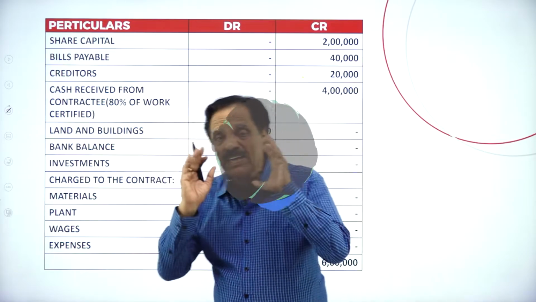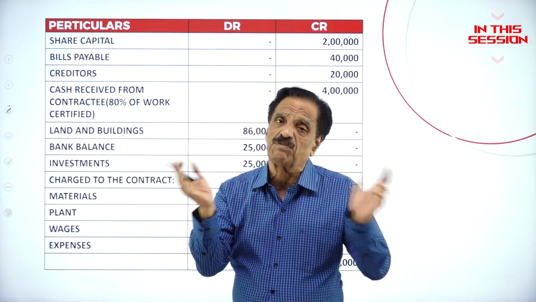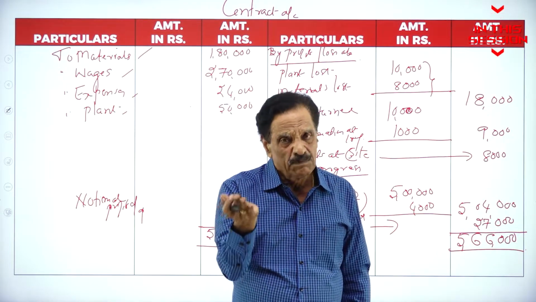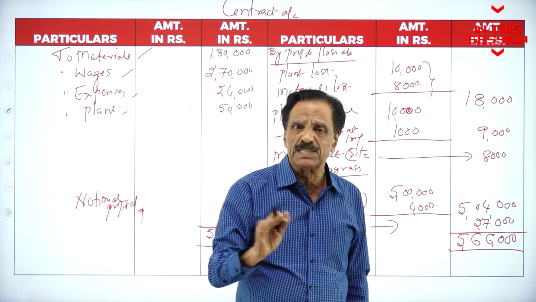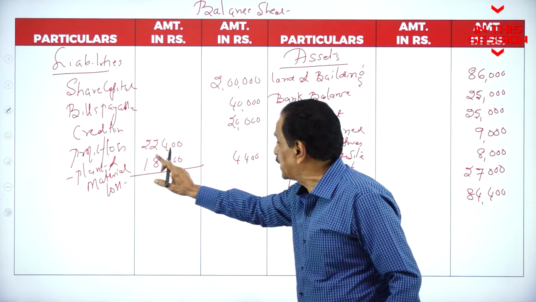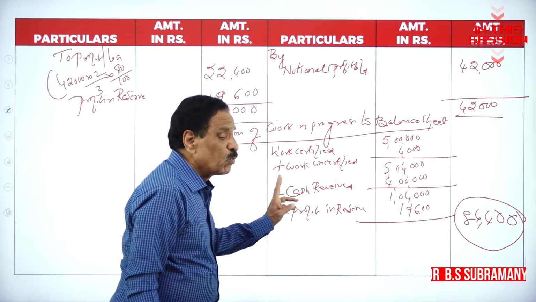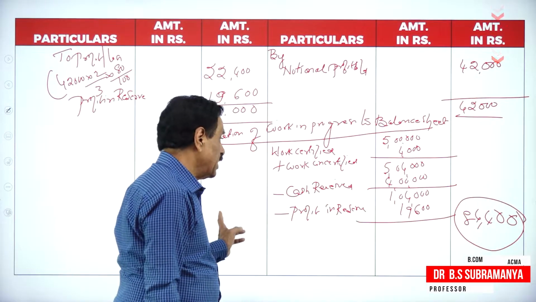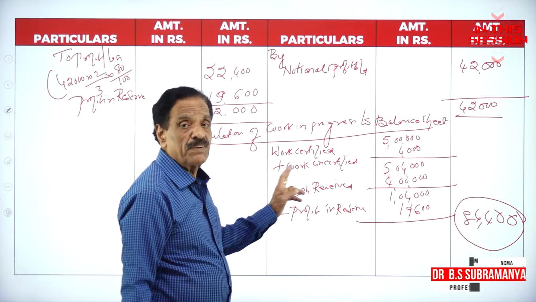What's trial balance? It's arithmetical accuracy of books of account. What's the formula? Plant value minus plant loss minus plant return minus depreciation. Share capital is a liability, bills payable is a liability, creditor is a liability. What's your formula? Work certified, add work uncertified, minus cash received, minus profit in reserve.